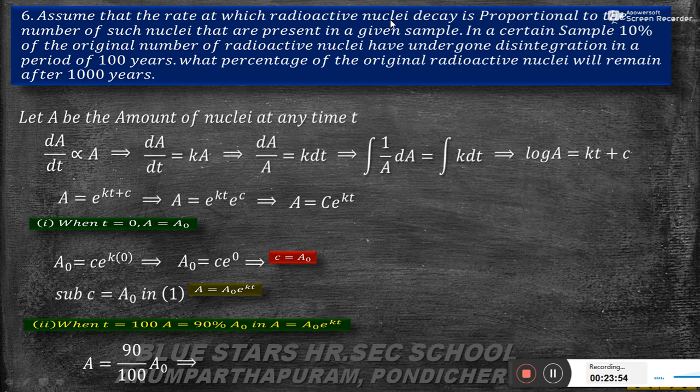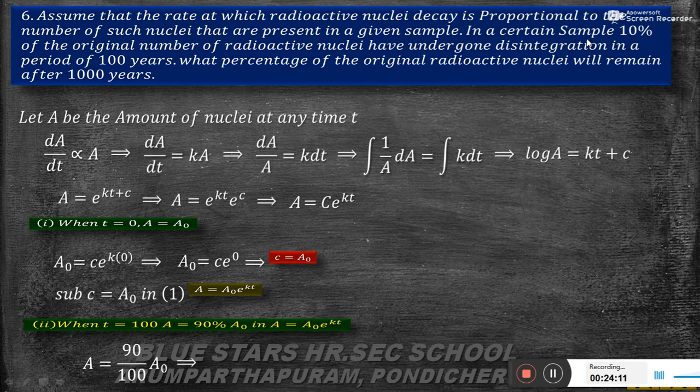So it is proportional to the number of such nuclei. They give that the rate of disintegration is proportional to the number of nuclei present in a given sample.